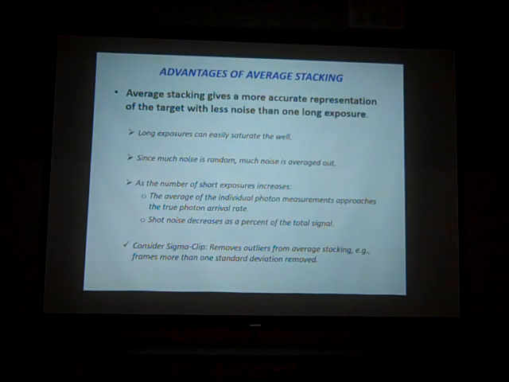But what we prefer to do is to average these short exposures. And this averaging actually gives us a more accurate representation of the target than a single long exposure for a variety of reasons. One reason, as we mentioned before, a long exposure can easily saturate the well and cut off our ability to pick up signals from the brighter part of the target. Also, most noise is random. And so when we average, it gets averaged out.